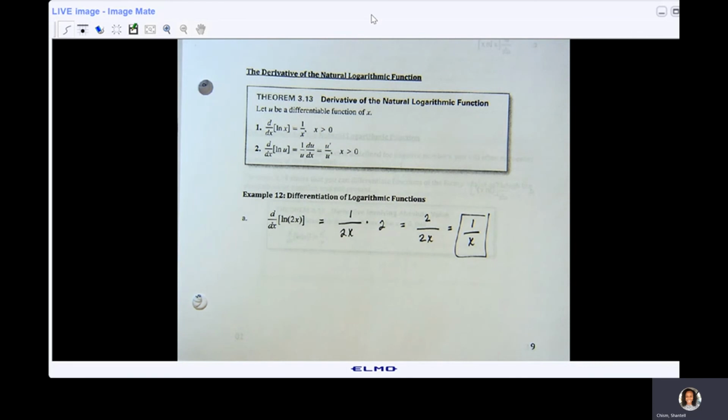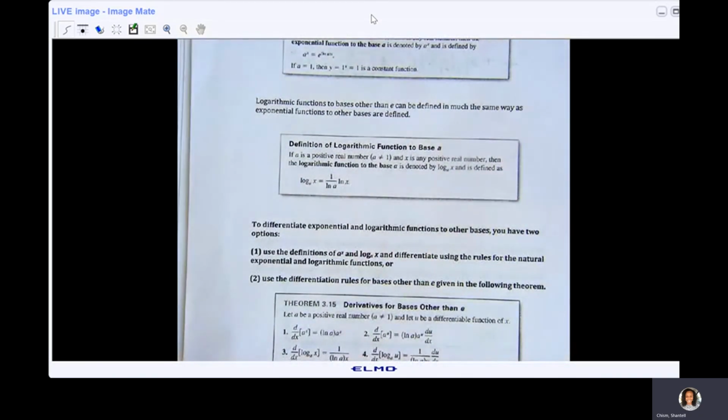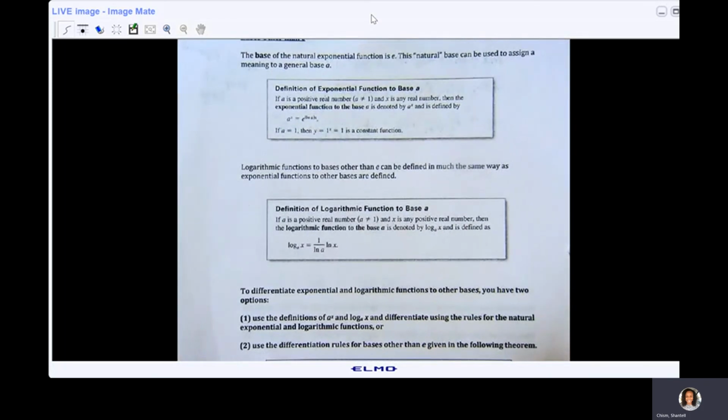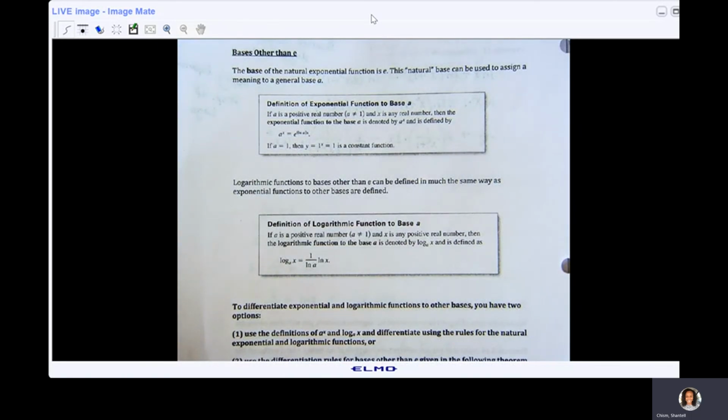Let me see. Is there anything else? Oh, yes. Sometimes you may have exponential functions that have bases other than e. So we need to think about that as well. There is a derivative for an exponential function with the base a.